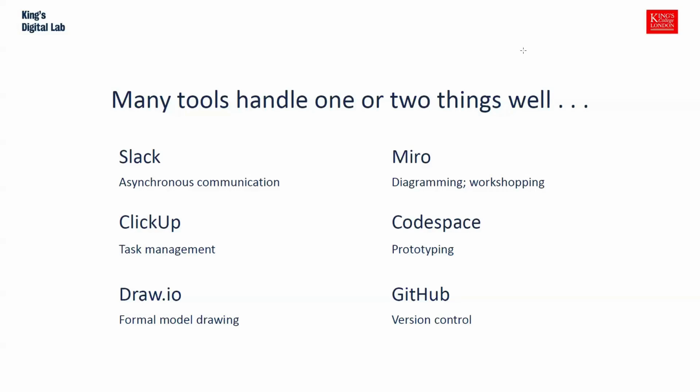ClickUp is our current task management tool. I've seen a lot of task management tools. ClickUp, I think, is pretty good. I don't know if it's the best in the world. I haven't seen all of them, but it's pretty good. It's got a lot of functionality. If you can get past the rather steep learning curve, you can do a heck of a lot with it. Draw.io, great for formal models. The developers really like that. And GitHub, of course, you all know GitHub.